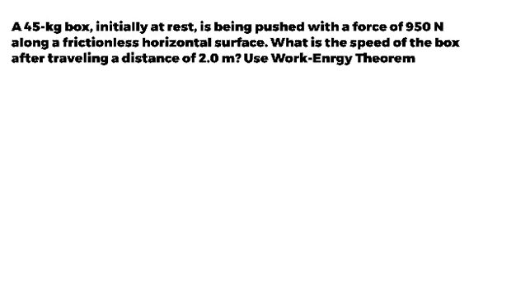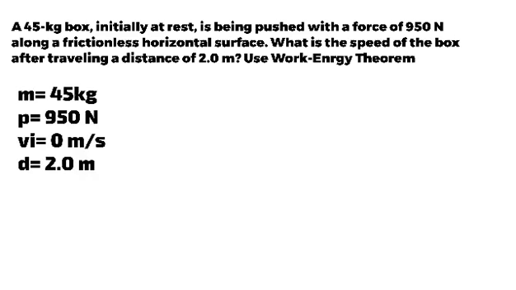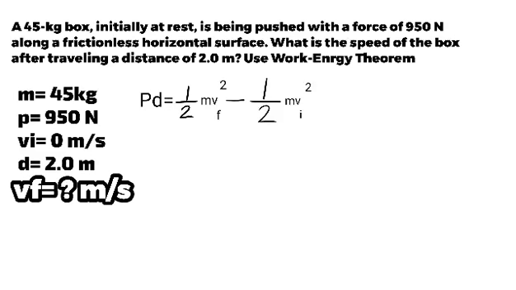First, we find the different variables. The mass of the box is 45 kilograms, the force applied is 950 newtons, the initial speed is 0 meters per second, and the distance traveled is 2.0 meters. But the question is, what is the final velocity? Now we use the solution. Since initial velocity is 0, we can take it out early, since it makes the problem simpler to solve.